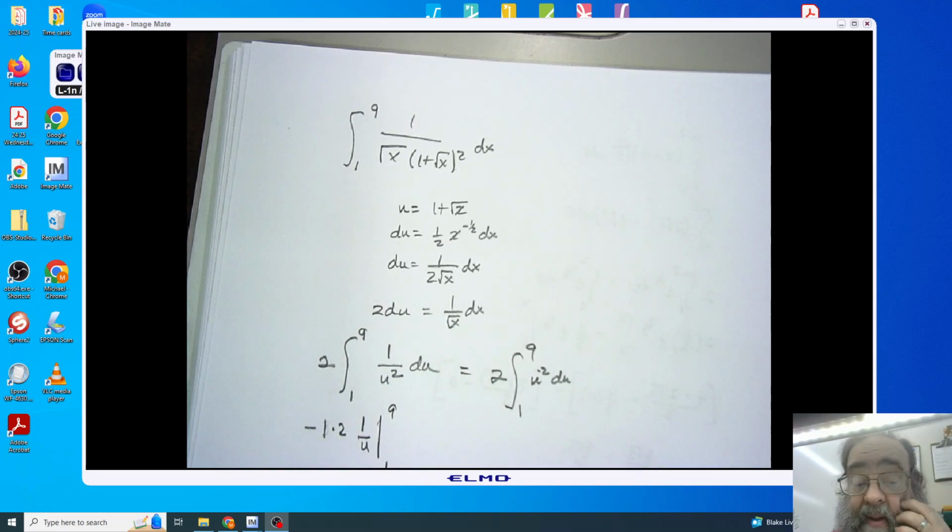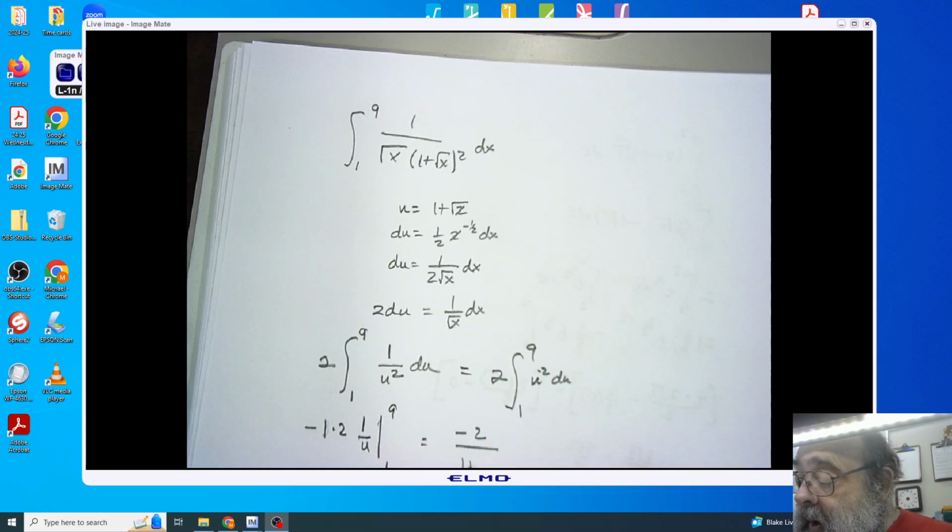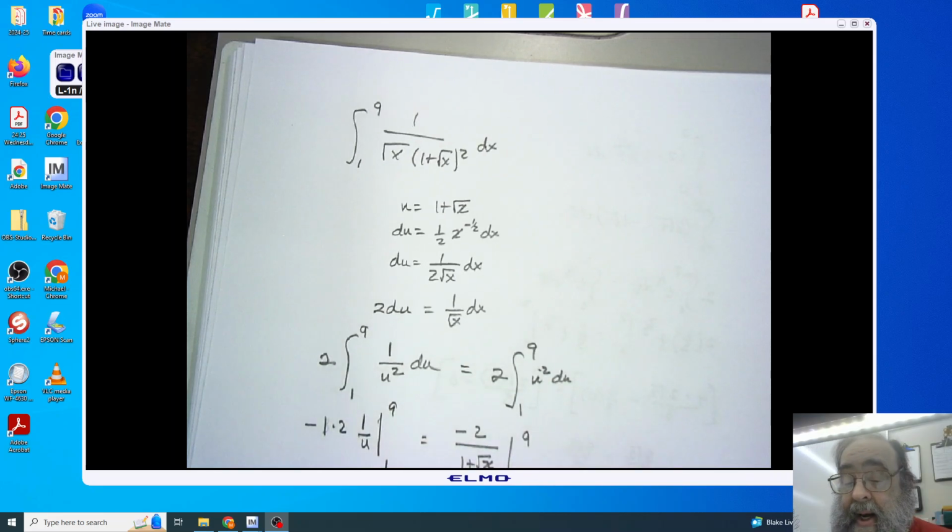And I need to back substitute when I'm doing this, so we do have to be careful. So I'm looking at negative 2 over 1 plus root x from 1 to 9. Now when I put in all of my information, you'll notice I'm going to get the square root of 9, which is 3. That's going to give me negative 1/2.